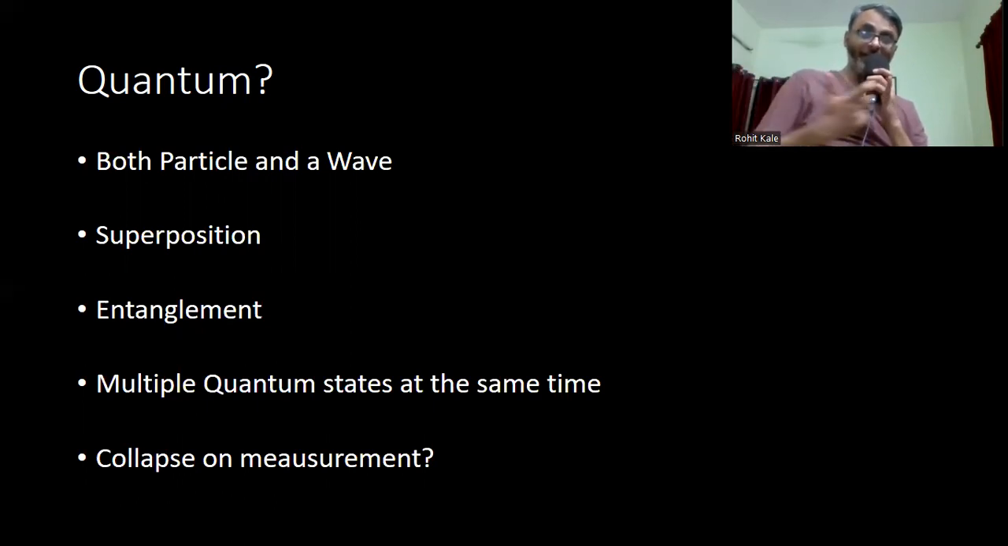It can get entangled with its pair, the positron, and it can send information faster than the speed of light to it. These are all the properties it has. It can pass through multiple slits at the same time. Its location and momentum obey the uncertainty principle, so you cannot know the momentum and the location both together.